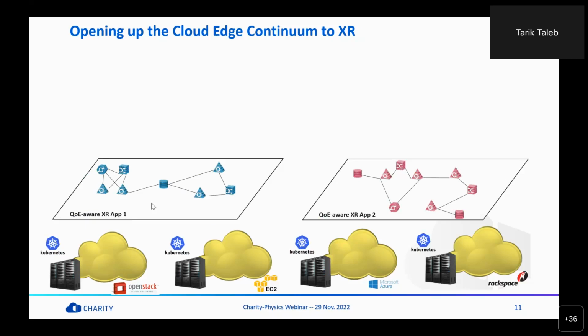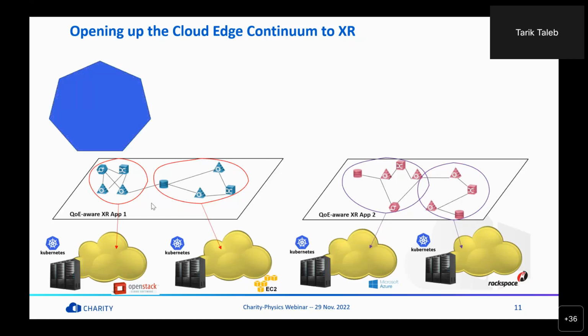The objective is to basically design, let's say that we have a blueprint of an application and we want to place its microservices on the right environment, and also allocate for it the right resources, so we can meet its requirements in terms of quality of experience or quality of service.